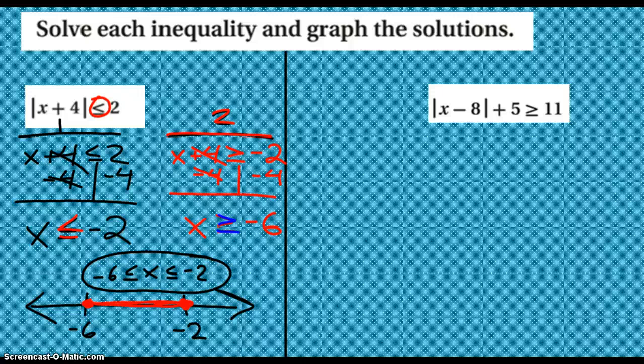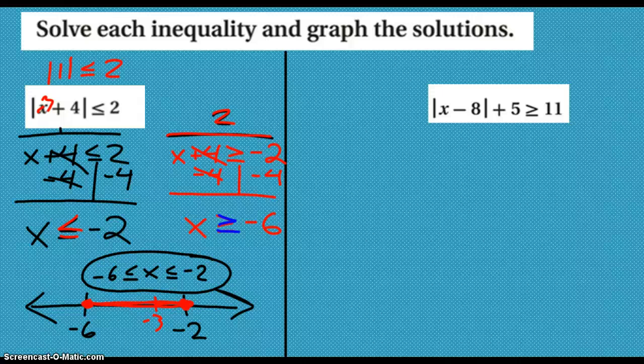So it's basically the same thing we've done, with a little bit of a flare on it, okay? Now you can try any number between negative 6 and negative 2 and it should work, okay? So let's try a real simple one like negative 3. If negative 3 is a part of my solution because it falls in here, negative 3 plus 4 is 1, and the absolute value of 1 is 1, which does happen to be less than or equal to 2.